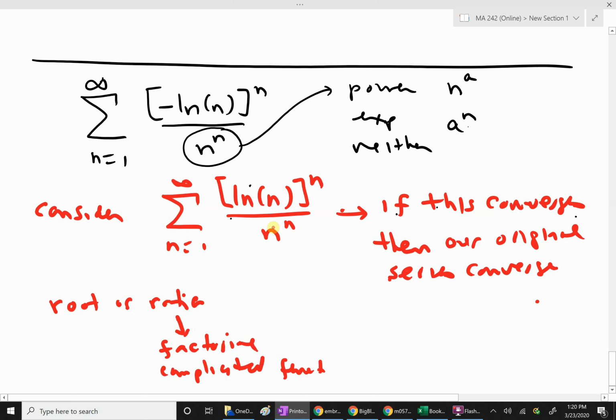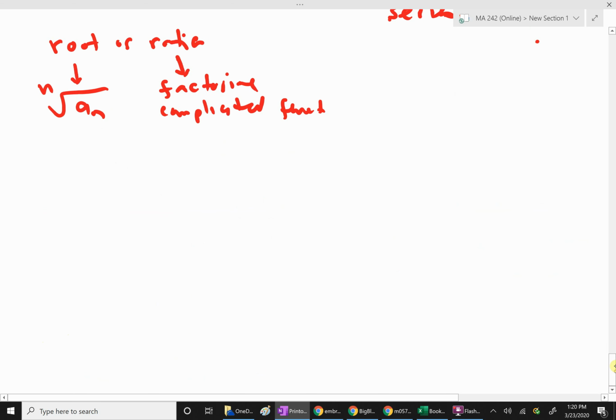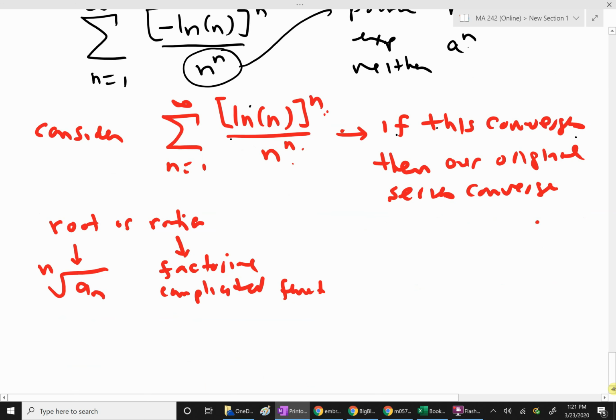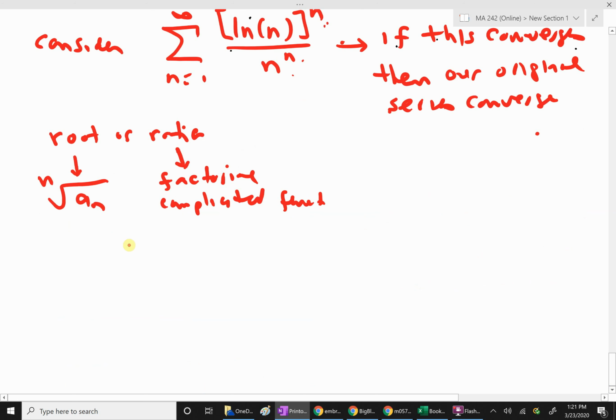Well, this is kind of complicated in a way, but when is the root test going to work? Notice what I'm doing in the root test is taking the nth root of whatever's in here, and that's going to help a lot. Notice both of these are raised to the nth power. So by taking the nth root, I'm going to be able to simplify that expression.